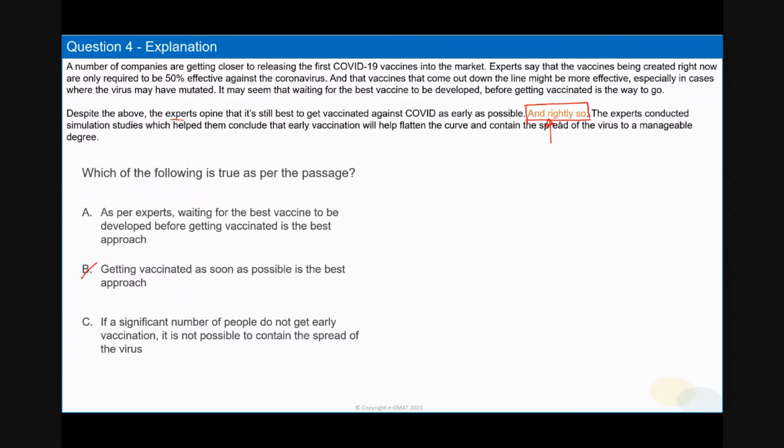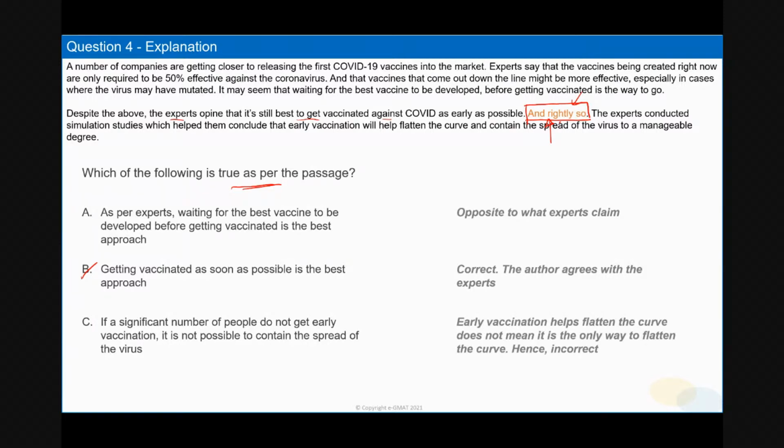The experts say that it's best to get vaccinated as early as possible. And the author agrees with this. So, even as per the passage, or in other words, as per the author, what is true, getting vaccinated as soon as possible is the best approach. Option A, I'm happy to see nobody chose it. It's the exact opposite of what is being said. Option C, I think one or two of you have chosen this one. And this again, option C for me is actually an interesting option. So there's a bit of learning here. So I'll delve into this.